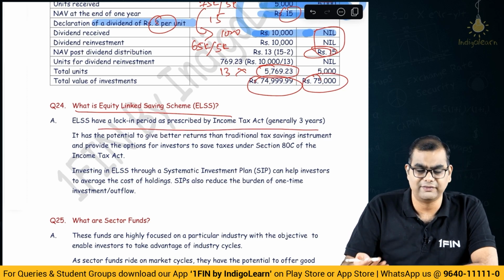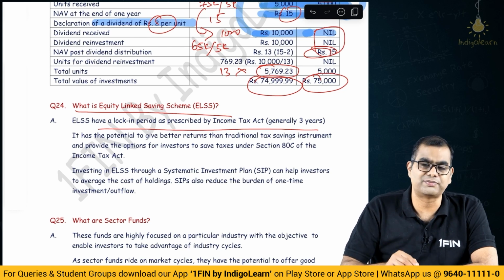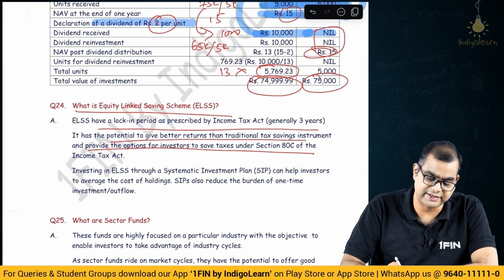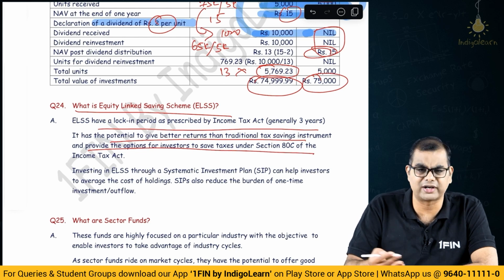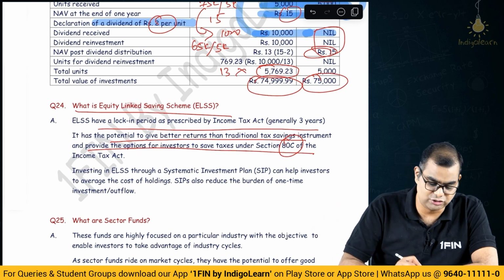So income tax under various sections under chapter 6A, they actually give you deductions for investments made under ELSS. So it has potential to give better returns than traditional tax saving schemes and provides options for investors to save tax under section 80C or relevant section. These sections have changed. Now it is 80CC, subsection something and so on and so forth.